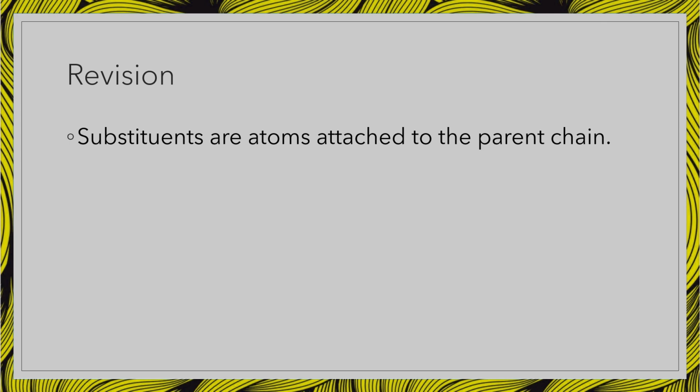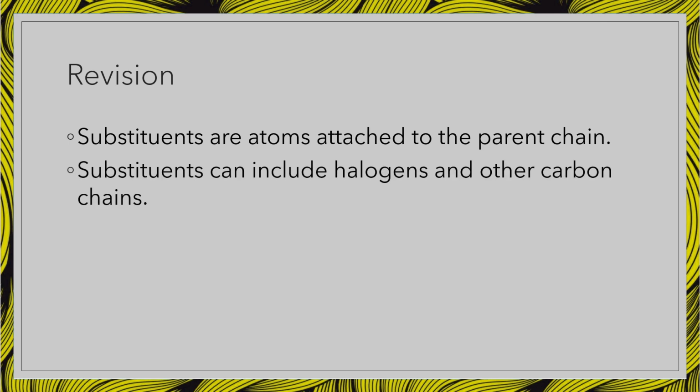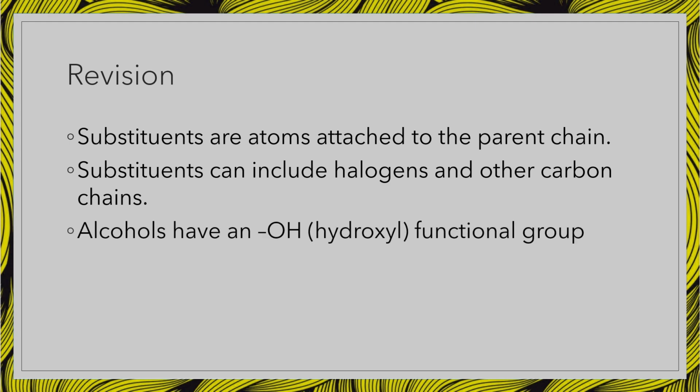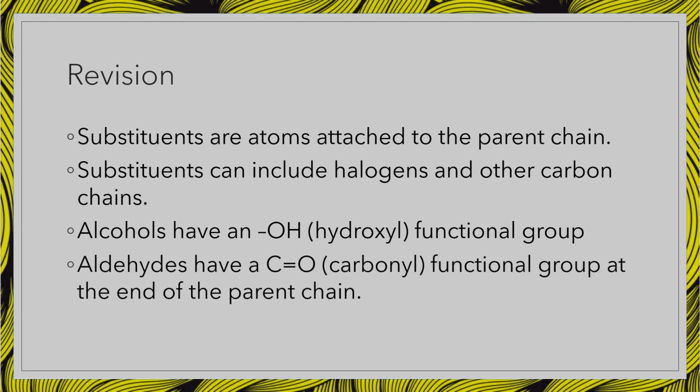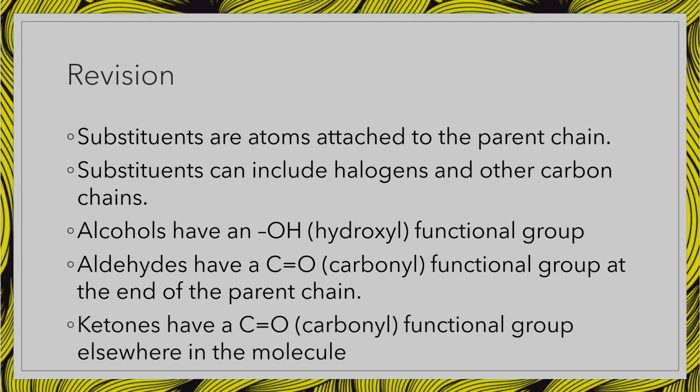So substituents are atoms attached to the parent chain. They can include halogens and other carbon chains, so methyl, ethyl groups. Alcohols have an OH, so a hydroxyl functional group. Aldehydes have that carbon-oxygen functional group, which we call a carbonyl, at the end of the parent chain. Ketones have that carbon-oxygen-carbon functional group elsewhere in the molecule, so not the terminals.